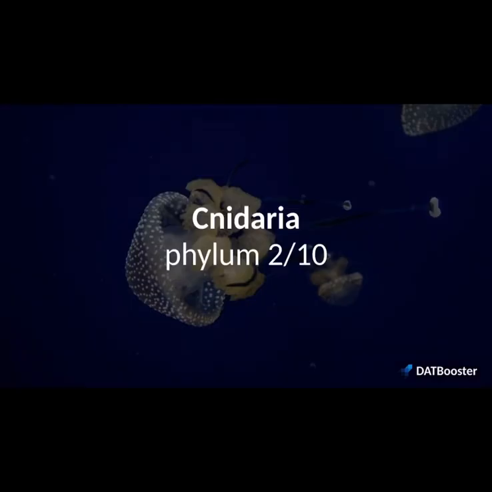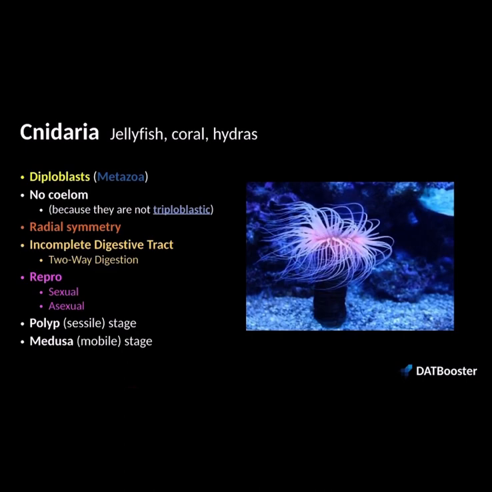The next phylum we're going to talk about is Cnidaria. Cool, so cnidarians are pretty awesome. So you have jellyfish, coral, hydras. Those are just a few key examples. Cnidarians, this is the first phylum that's going to be diploblastic, meaning they're metazoa, they have tissues. But we don't need to worry about a coelom yet because they're not triploblastic animals.